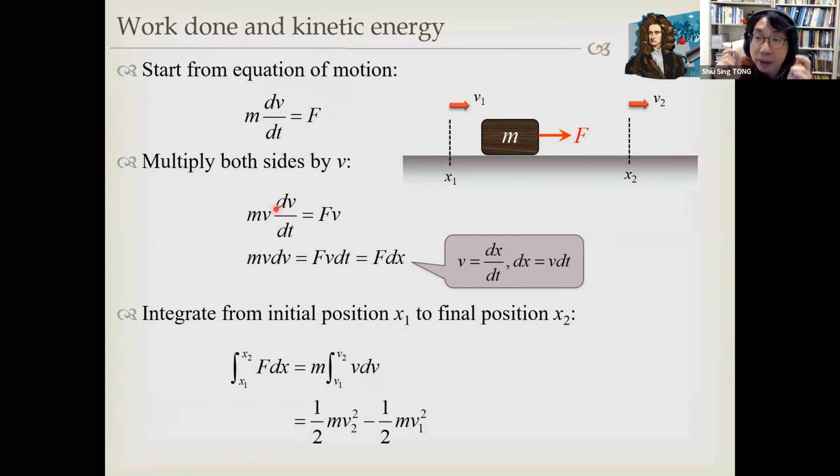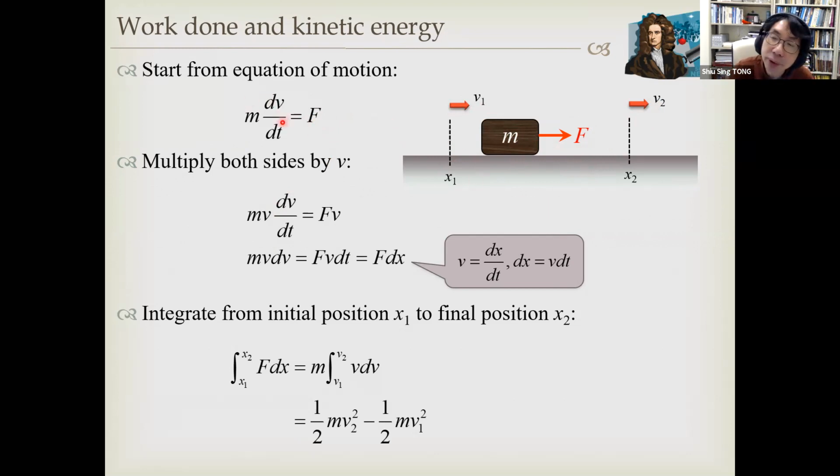And starting from Newton's second law in this form, I'm going to show you that the work done by this force on the object, when the object moves from x1 to x2, its velocity changes from v1 to v2, I will be able to show you that the work done by this force is exactly equal to its change in kinetic energy from here to there.